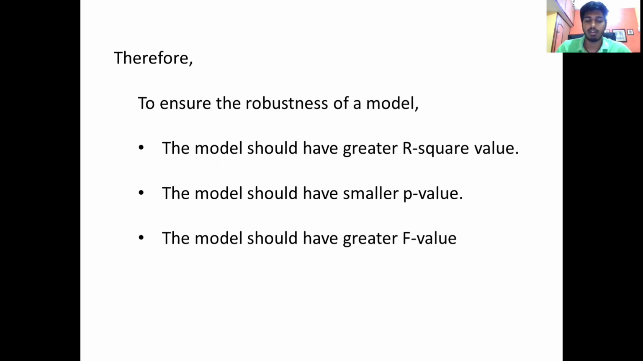And the F value is used when comparing models that have been fitted to a data set and should have a greater value. From this, we can ensure the robustness of a devised model.